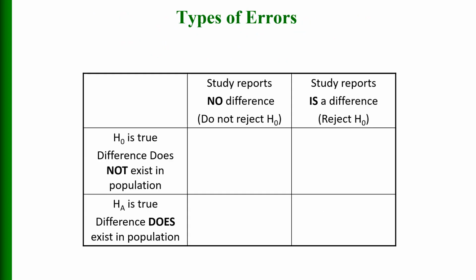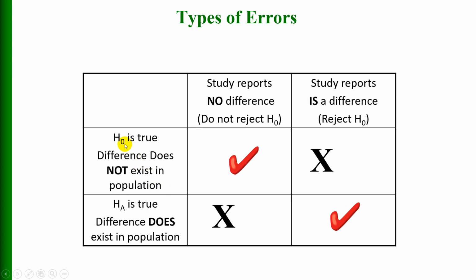Now these mistakes are called types of errors in statistics. Now if you look at this diagram here, H0 is true, the difference does not exist in the population, and the study reports no difference. So the conclusion is right. If the alternative is true and the difference does exist in the population and the study also reports that there is a difference, so we reject H naught and our decision is correct.